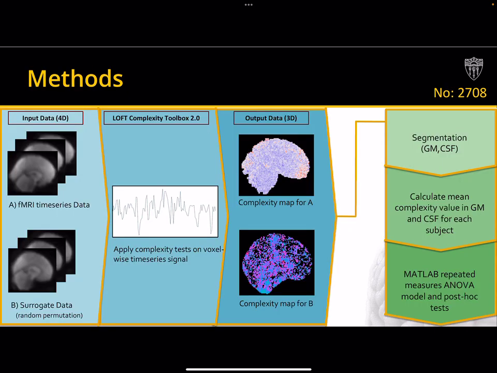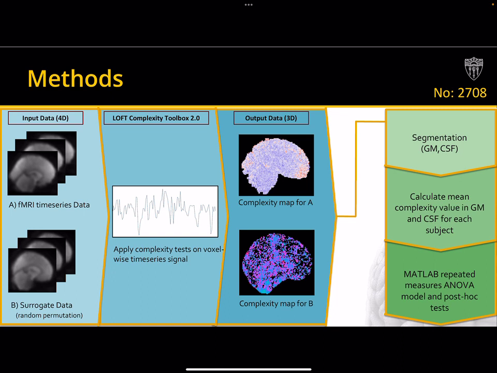4-dimensional fMRI images were pre-processed using CONN toolbox. Pre-processing steps include motion realignment, regression of motion parameters, regression of CSF and white matter signal fluctuations, linear drift removal using high-pass filter, co-registration to individual T1 space, and normalization to MNI space. Next, we created surrogate data by applying random permutations to the voxel-wise time series signal of the empirical data.